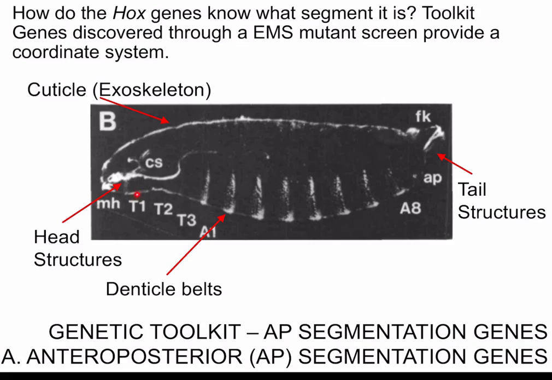So here we have thoracic segment 1, thoracic segment 2, thoracic segment 3, and then A1 through A8, the 8 abdominal segments.